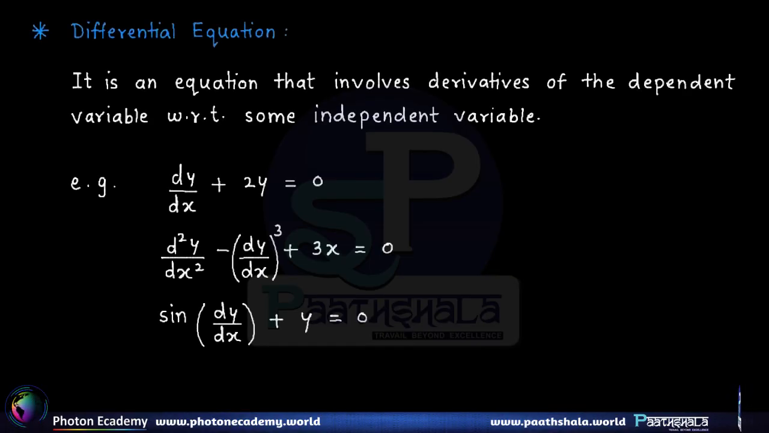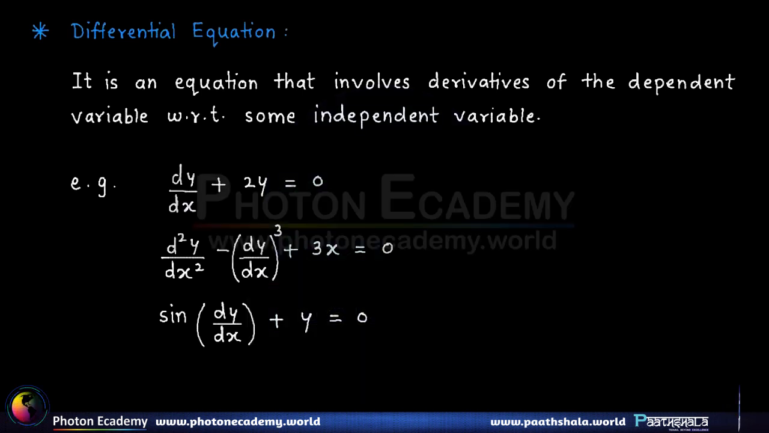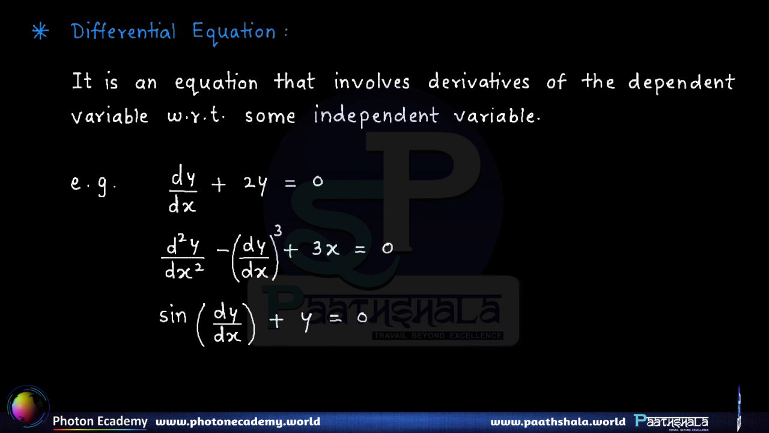As we begin with the topic of differential equation, let us understand its meaning. The differential equation is an equation that involves derivatives of the dependent variable with respect to some independent variable. So in simple words, a differential equation is nothing but an equation that involves derivatives. As an example, here there are three differential equations mentioned.